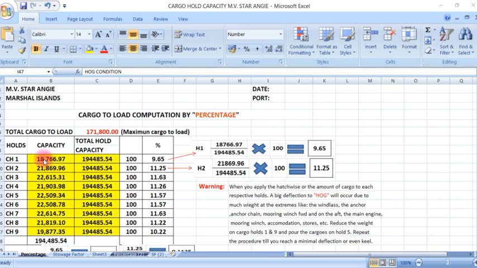You sum all the cargo holds, and you will get a total of 194,485.54 metric tons. The next column is this total amount, which you put in the second column, the total hold capacity: 194,485.54, in hold number 1, 2, 3, 4, up to 9. Now, in the third column, you put 100 on each cargo hold: 100, 100, up to 9.